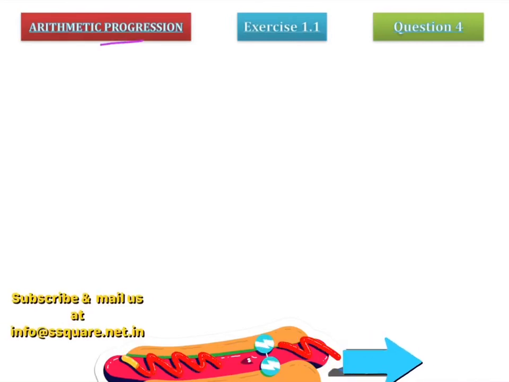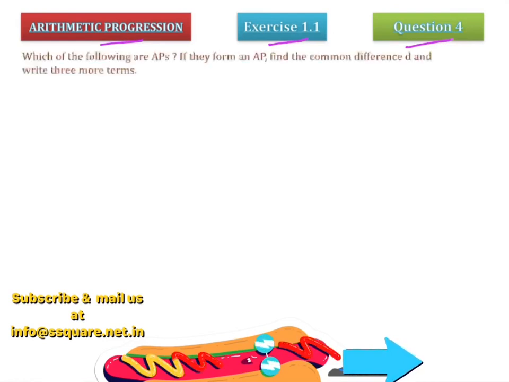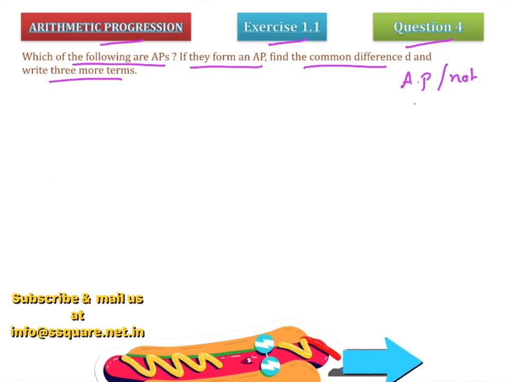We are learning arithmetic progression, exercise 1.1, question 4. We'll go to the question. Which of the following APs, if they are AP, find the common difference and 3 more terms. First we have to find whether it is an AP or not. Second, we have to find the D, and third, we have to write 3 more terms. Okay, we'll see the series.